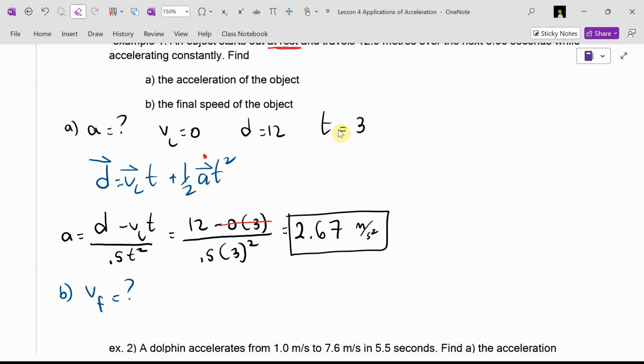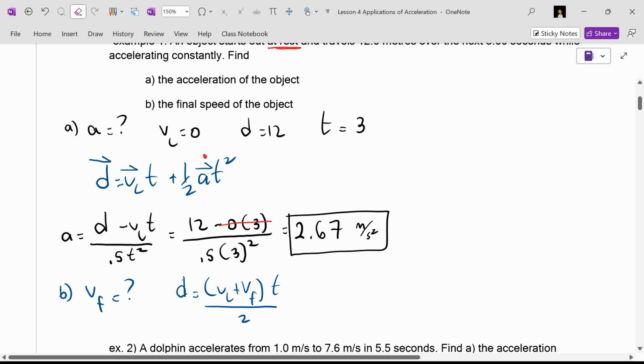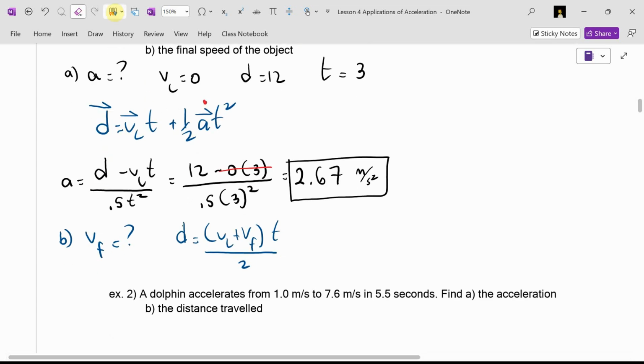I think there's I guess bracket VI plus VF, yes, and then close bracket times T. Oh, yeah. This one. D equals bracket VI plus VF times T over 2. And what am I trying to get by itself? The VF. What's going to drop down like a domino?